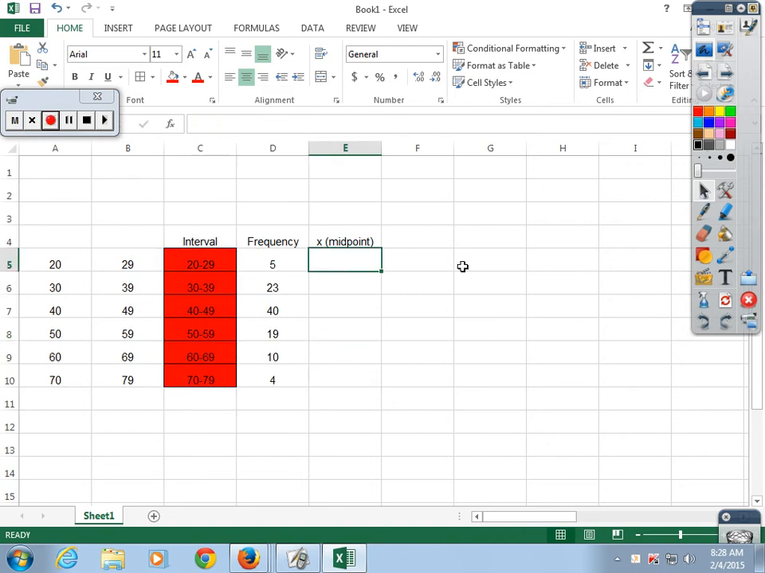Alright, so here we go. Midpoint equals, parentheses, the lower class limit plus the what? Upper class limit, and what do we do with them? Divide by 2. There's your midpoint. Now all you do is grab onto that little dot right there, hit your left mouse button, and pull them down. And those should be your midpoints. Pretty simple. Dang old 2nd, 3rd, 4th grade math.